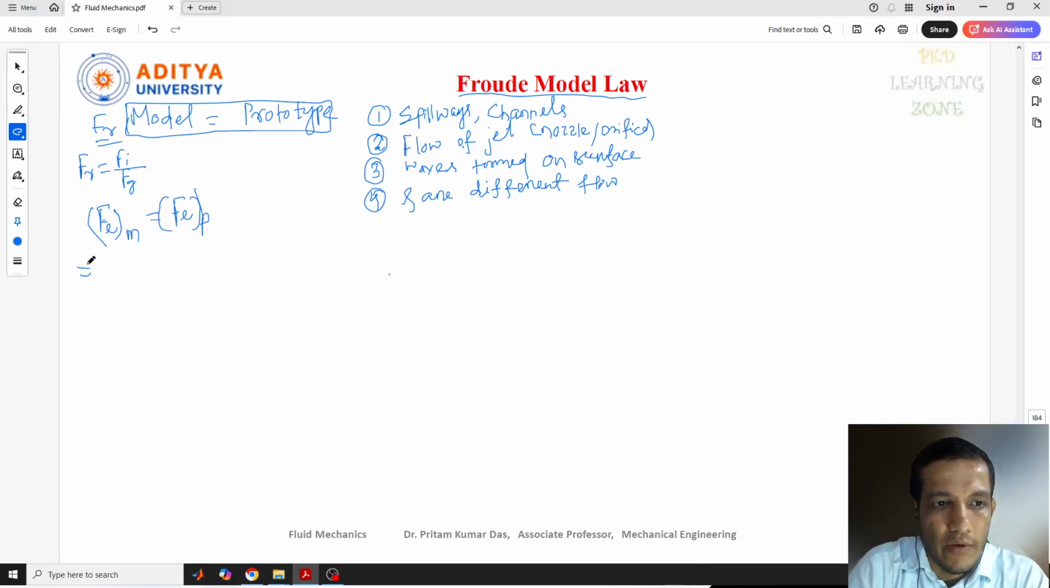Now, as I told you, we have already derived this formula, inertia force by the gravity force. In that we found the equation of this Froude number, that is V by root over of G into L. So V of model by root over G of model into length of model, this equals, again we can write, Vp by root over of G of P and L of P.